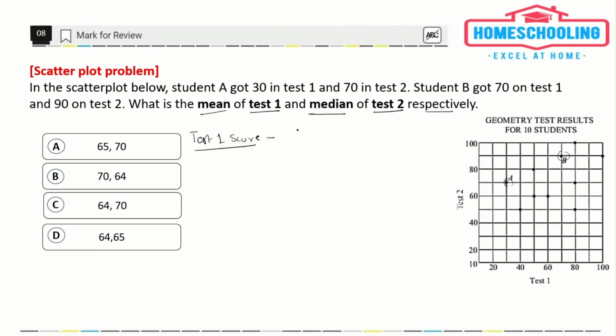So the test 1 scores would be: first 30, then 40, then 52 times. So 30, 40, then these two are 50, 2 times, 50, 50. Then we have 60, 70, and we have 80s, 80s, and the last one is 100.